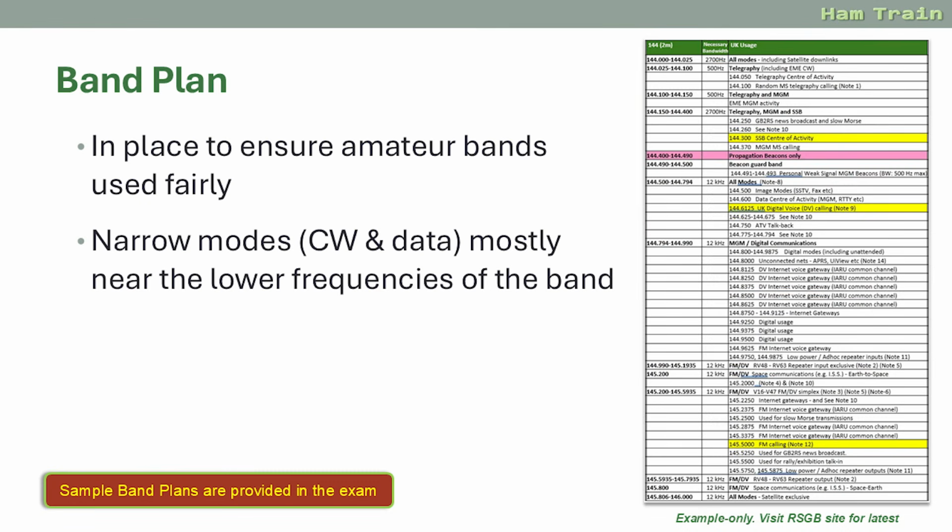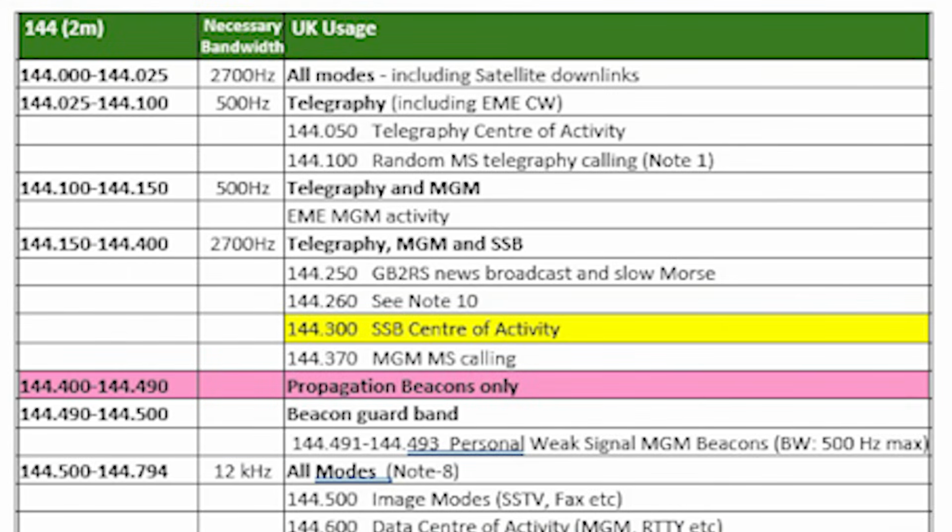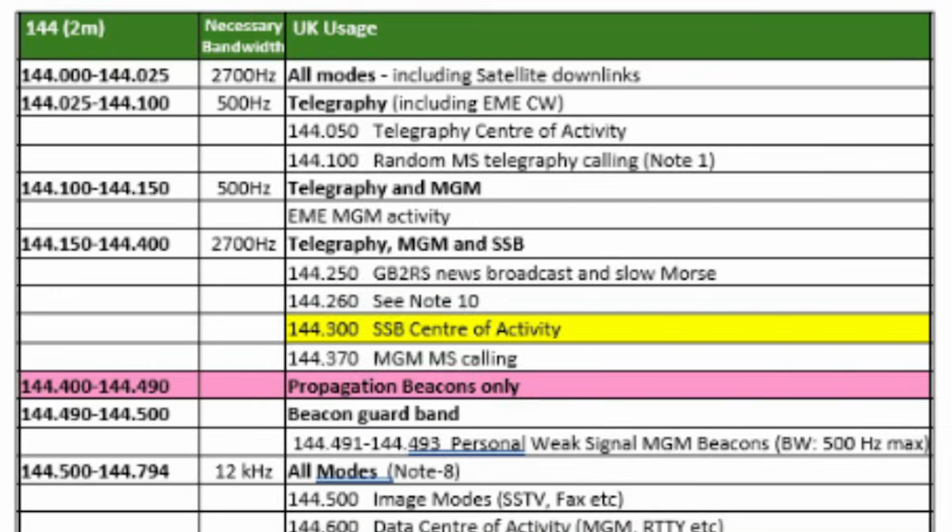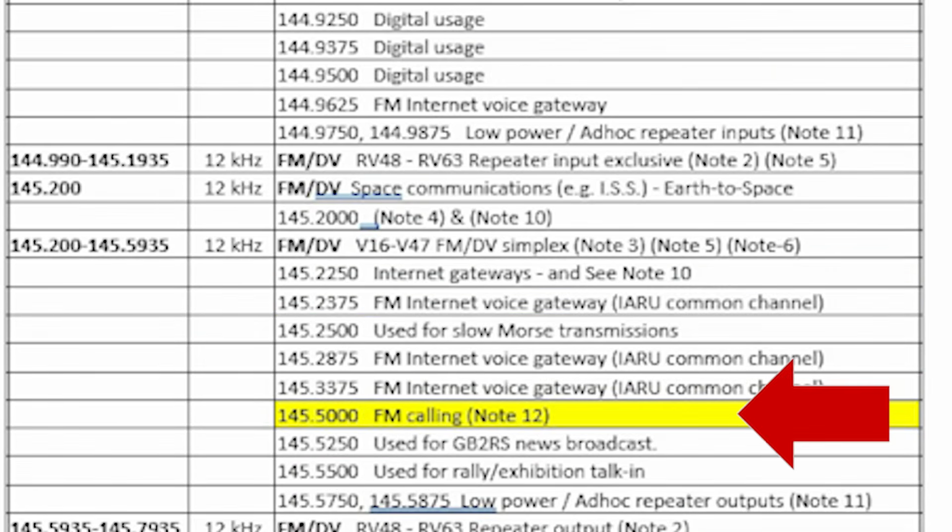This is in place to ensure that the amateur bands are used fairly. At the top of the band, you will note there are the narrow band modes such as Morse code and data. The speech modes tend to be further down the band plan.